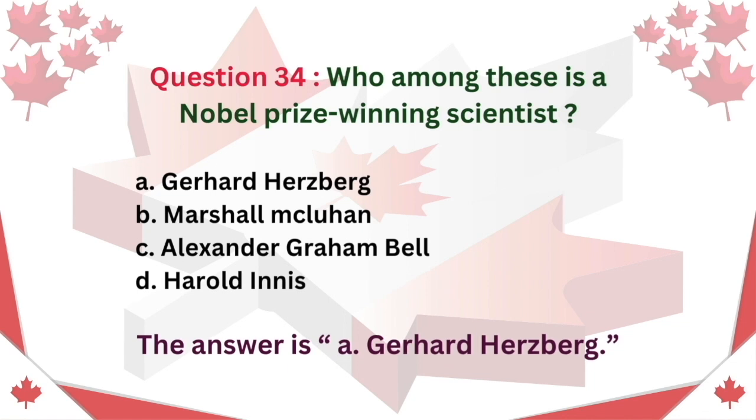Question 34. Who among these is a Nobel Prize-winning scientist? A. Gerhard Herzberg. B. Marshall McLuhan. C. Alexander Graham Bell. D. Harold Innis. The answer is A. Gerhard Herzberg.